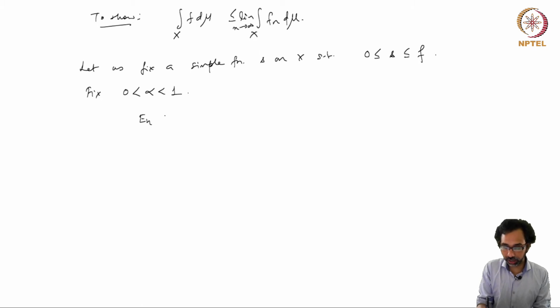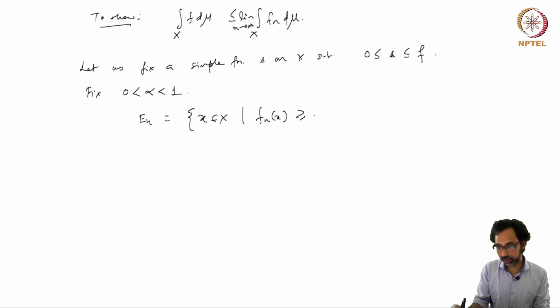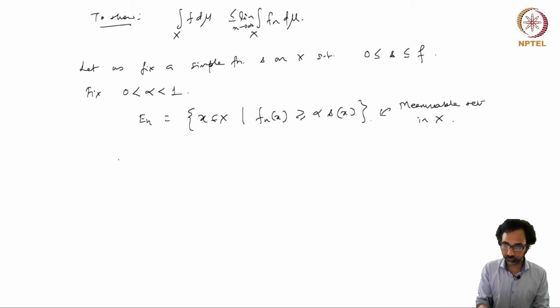Now if we define En as the set of points in X such that Fn(x) is greater than or equal to alpha times S(x), then this is a measurable set in X, and we also have that En is a subset of En plus 1 since Fn is less than or equal to Fn plus 1.